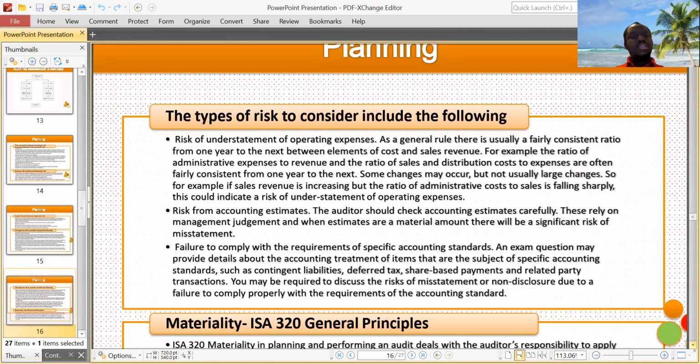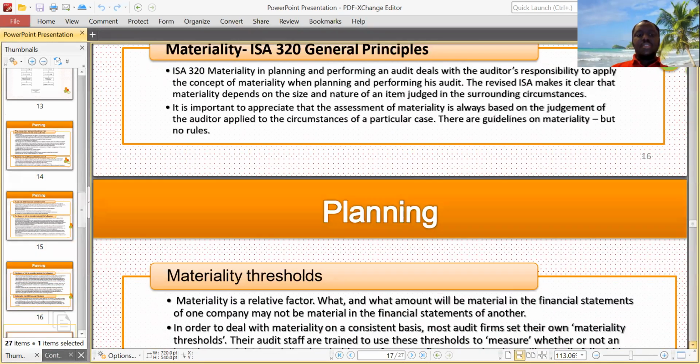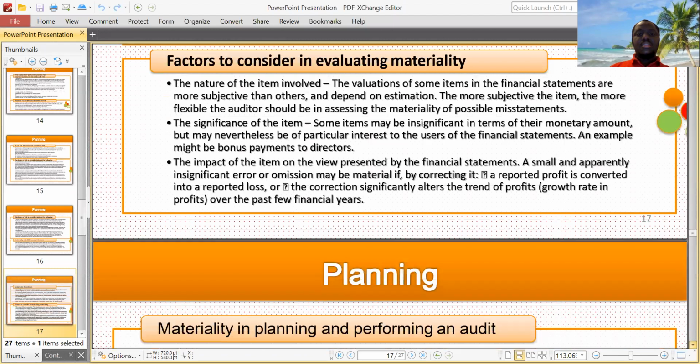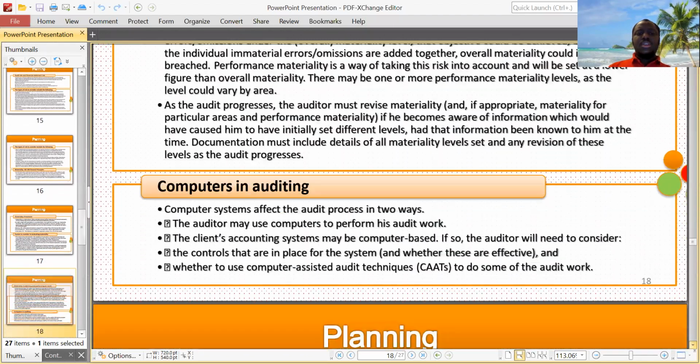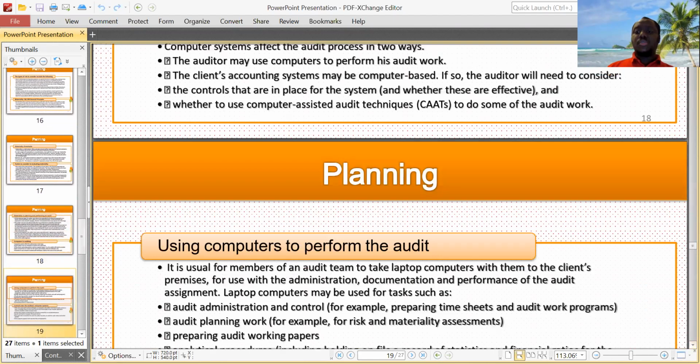We talked about operating expenses. So if you look at something like expenses, right? Expenses have to be deducted, so there's a risk that expenses reduce your profits. So there's a risk that the client will understate expenses. Very, very important. So these are some of the things we would talk about for today.